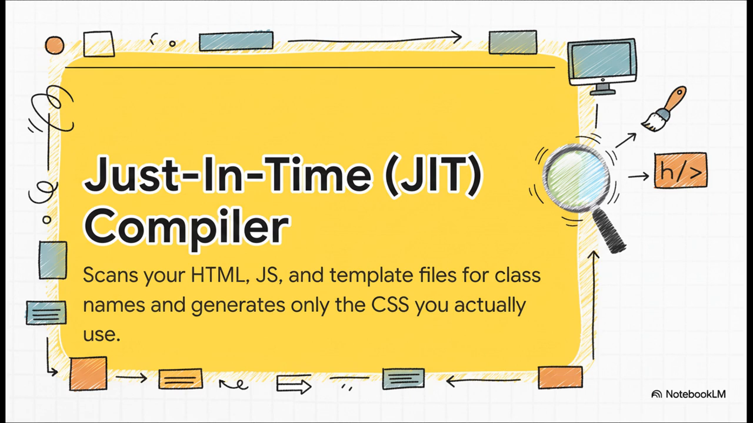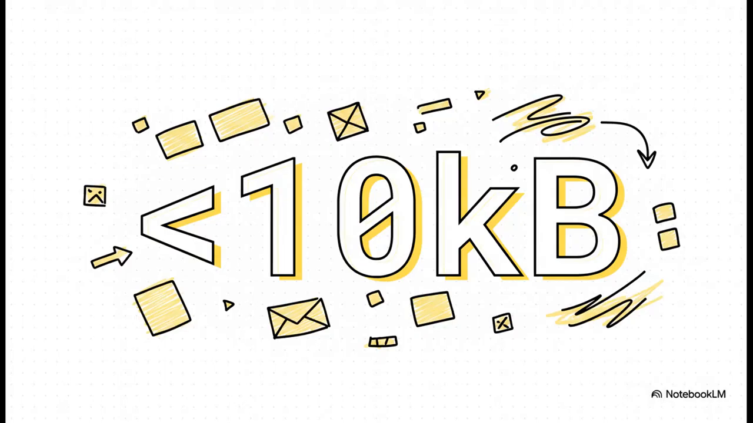See, Tailwind isn't just one big static library. Instead, the JIT compiler scans all of your files, your HTML, your JavaScript, everything, and it looks for every single class name you've used. Then, it generates a CSS file with only the styles you actually need. And what's the result of all that magic? This. Because every single unused style gets automatically thrown out, the final CSS file for most projects is ridiculously small. We're talking less than 10 kilobytes typically. You only ship what you use.